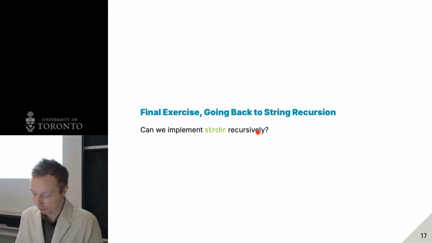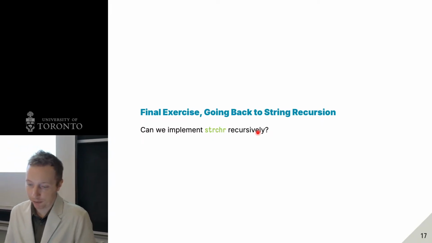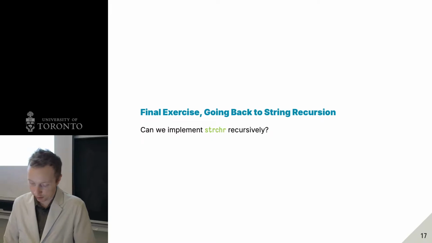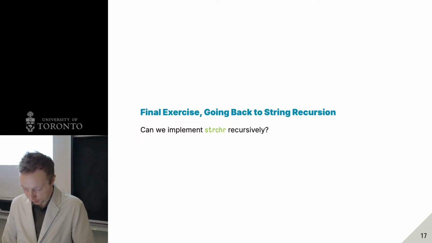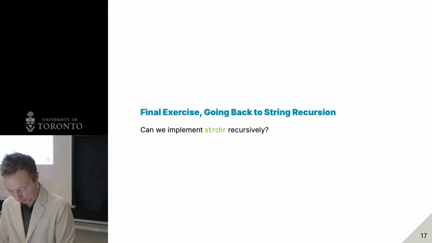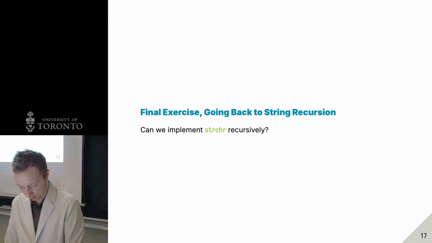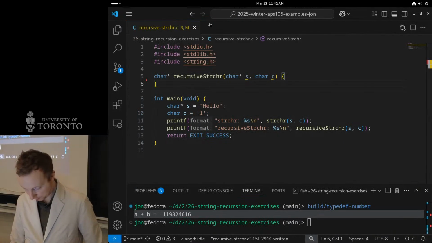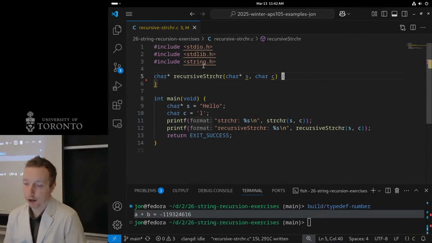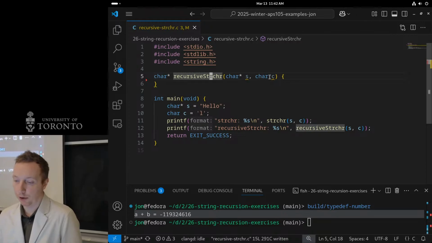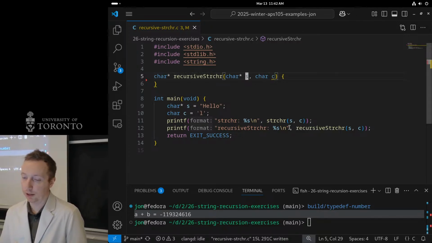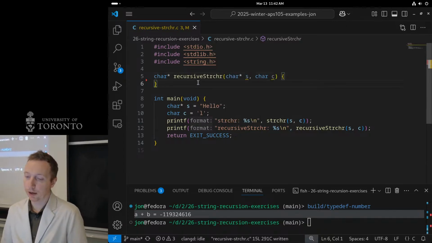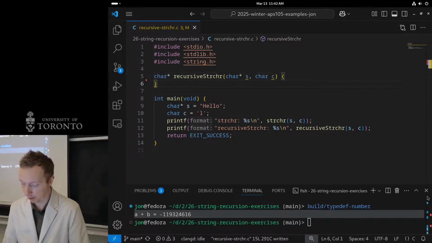So as a final exercise, we can end off the class going back to recursion. Can we implement something like strchr recursively? Just as a reminder, that function should search for this character in this string and then return a pointer to the first instance of that character. Otherwise, if it can't find it, it should just return a null pointer.